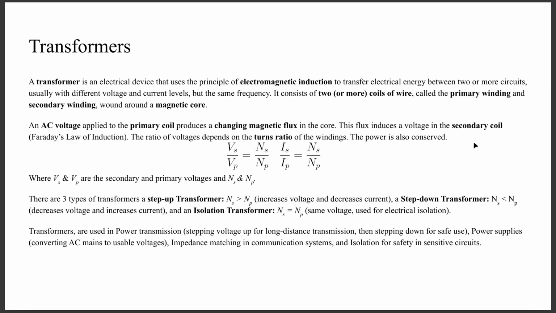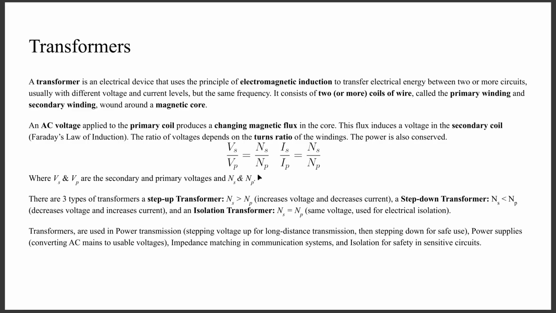Transformers. A transformer is an electrical device that uses the principle of electromagnetic induction to transfer electrical energy between two or more circuits, usually with different voltage and current levels, but the same frequency. It consists of 2 or more coils of wire called the primary winding and secondary winding around a magnetic core. An AC voltage applied to the primary coil produces a changing magnetic flux in the core. This flux induces a voltage in the secondary coil. The ratio of voltages depends on the turns ratio of the windings.